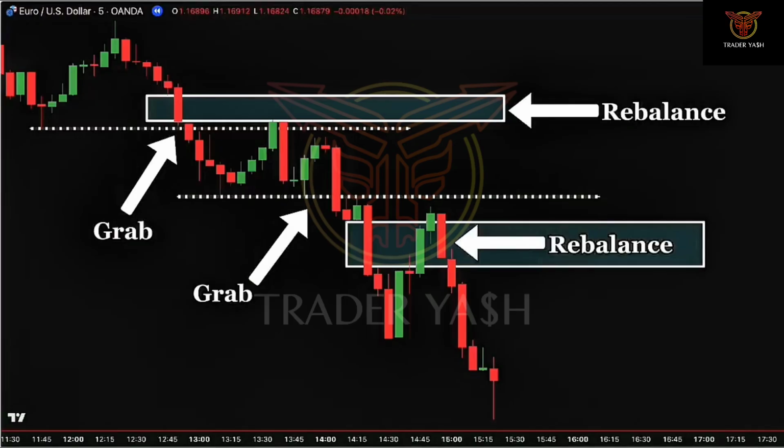Pro tip: anytime you spot price violating a swing high or low, don't rush to chase the move. Ask yourself, is this a liquidity sweep? And where's the next fair value gap? That question alone can keep you one step ahead of retail traders.